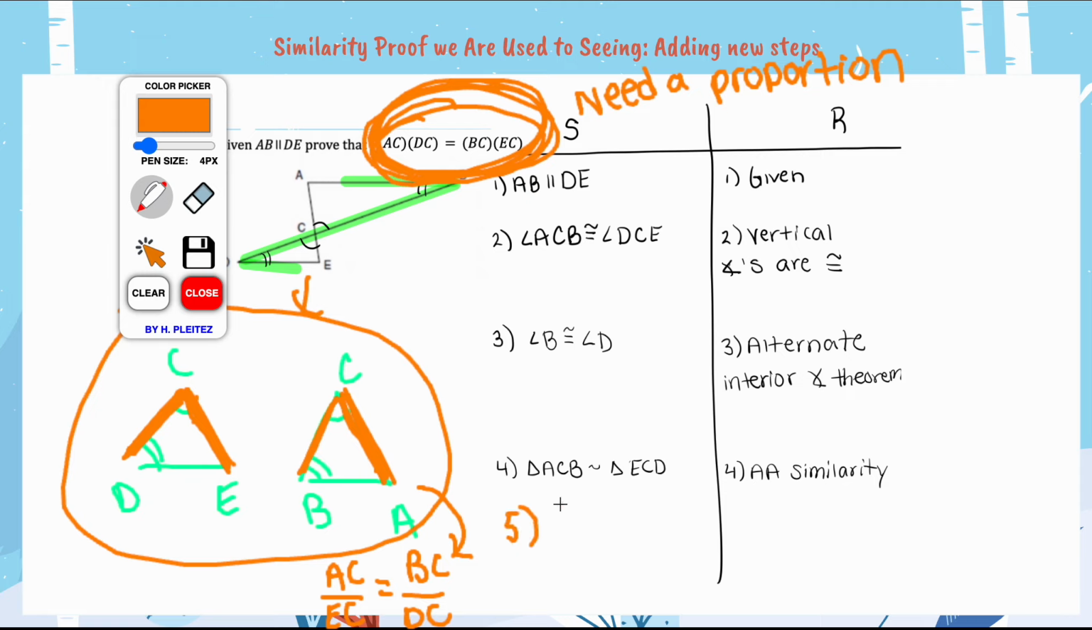So our fifth step is writing that proportion in. AC over EC equals BC over DC. Our reason is exactly what we said on the last slide. In similar triangles, corresponding sides are proportional. So I'm not going to write it. You guys can go back, rewind to the last slide because it'll take me a while.